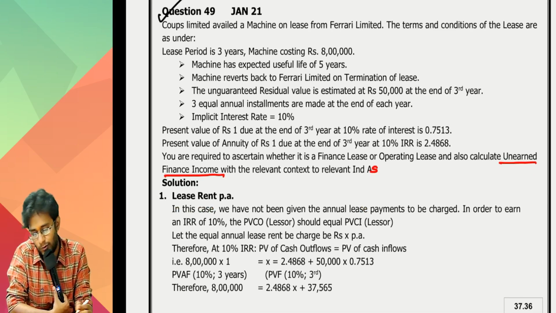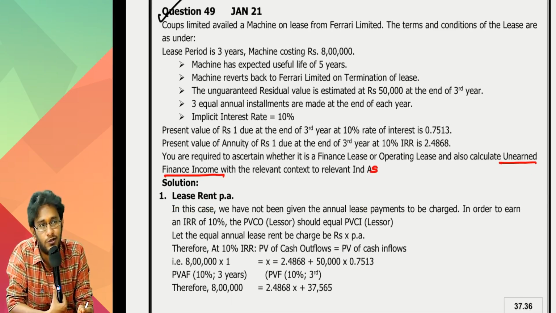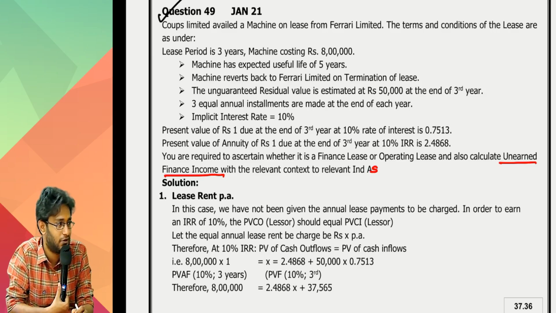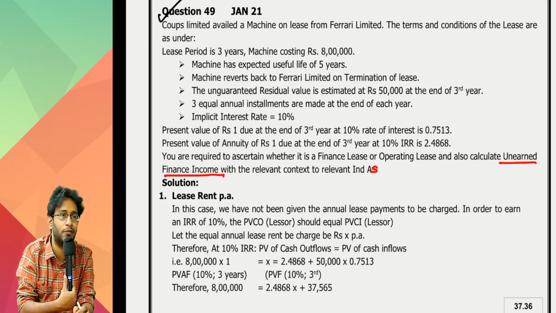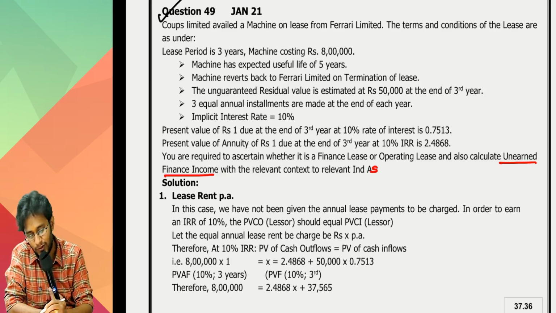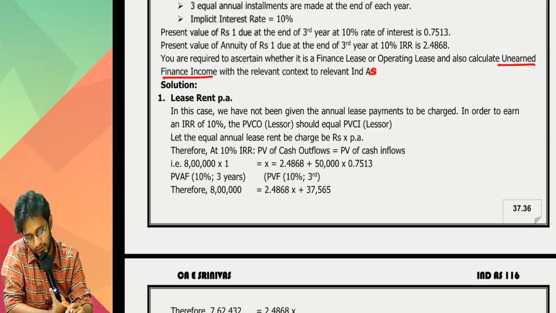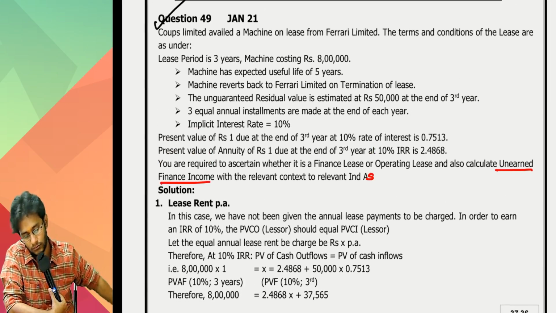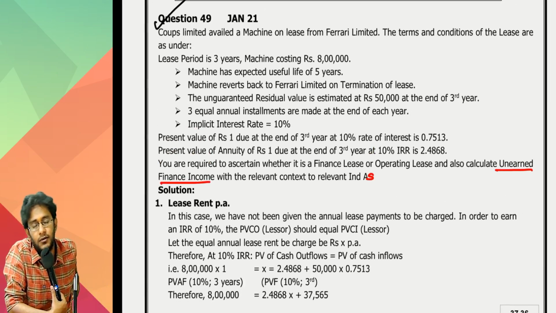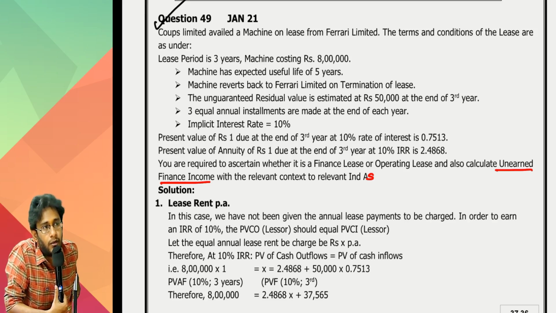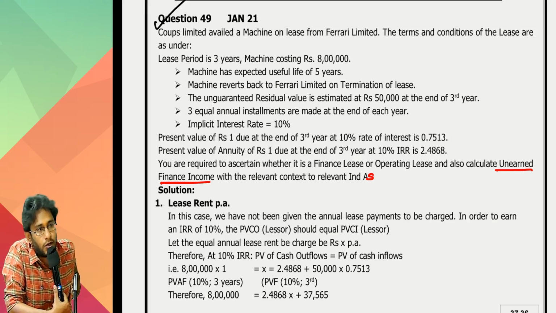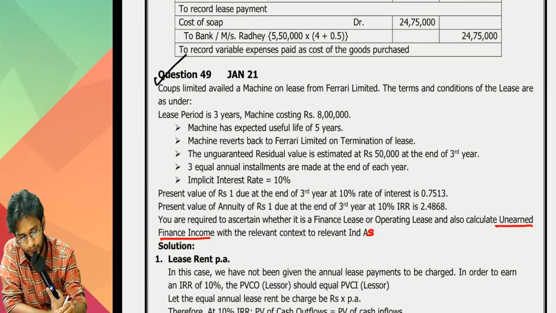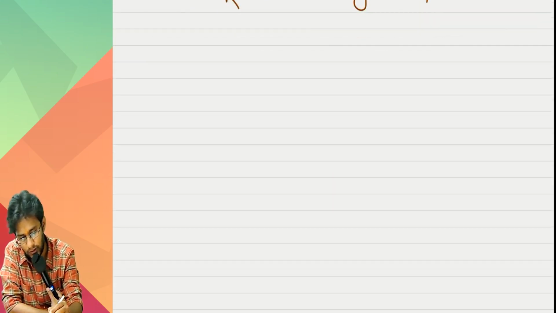Sir, such a stupid question. On one side, he is asking for unearned finance income, which means the lease is automatically a finance lease. If it were an operating lease, why would I have finance income? But you have to show and prove that it is a finance lease. What is missing in this question? Lease payments are not given. Lease payments you only have to calculate.